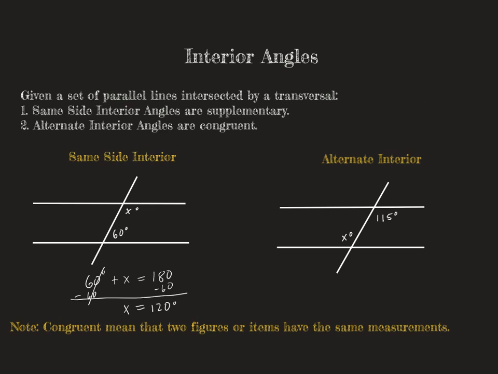That means that x is going to be congruent to 115 degrees. So that means that x is going to be 115, since 115 is congruent to 150. Keep in mind that there's a different sign. It's an equal sign with something above. You cannot write the equal sign because if not, it means equal, not congruent.